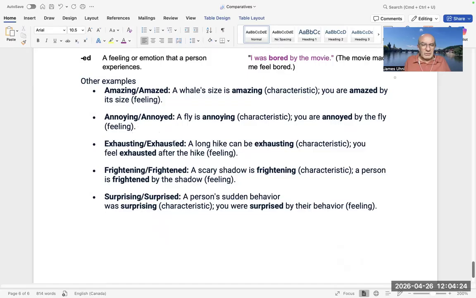Exhausting, exhausted. What does it mean? It means very tired. A long hike can be very tiring, exhausting, which is a characteristic of the long walk. A long hike can be exhausting, tiring. You feel very tired or exhausted after the hike. So you feel tired.